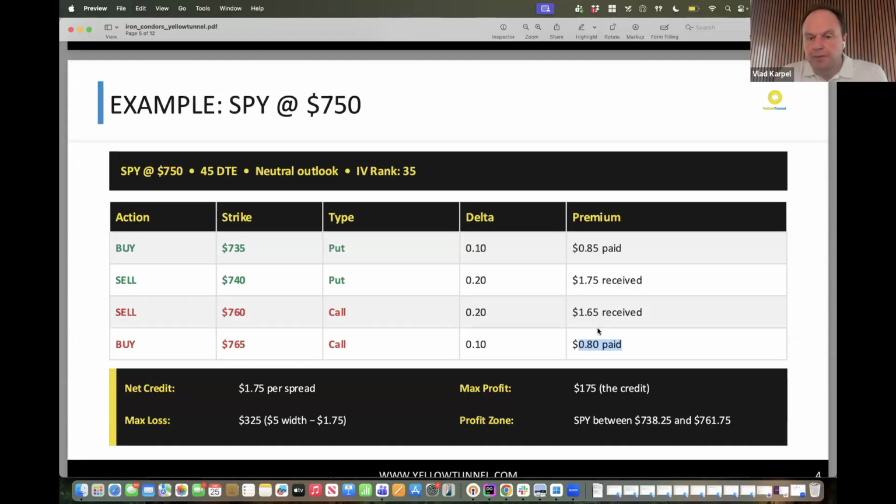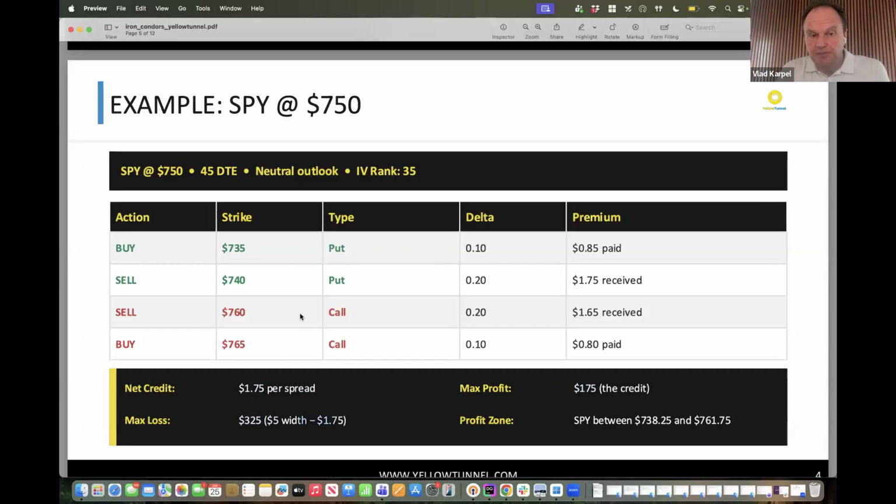So then you collected 85 cents, all right, 90 cents, $1.75, right? You're receiving a $1.75 credit, because you sold the short put and sold the short call. Each contract is 100 shares, so you receive a $175 credit. Max loss is $325, right?